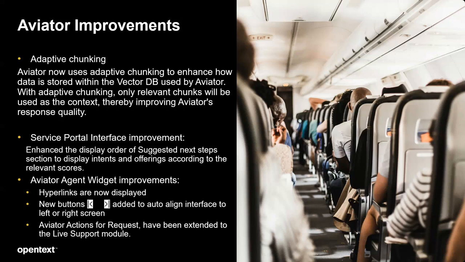Two new buttons have been added to the interface as well, so you can automatically align to the left or the right of the screen. You don't have to drag the Aviator overlay across the screen. You can just click the button and it shifts to one side, to the left or the right. And we've extended the capabilities across the request module, so it also works on live support. If you're in live support and you've got a ticket open, it will identify that ticket and all the responses to Aviator in the widget will be related to that ticket.